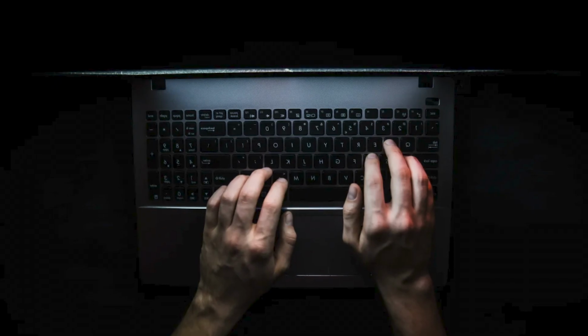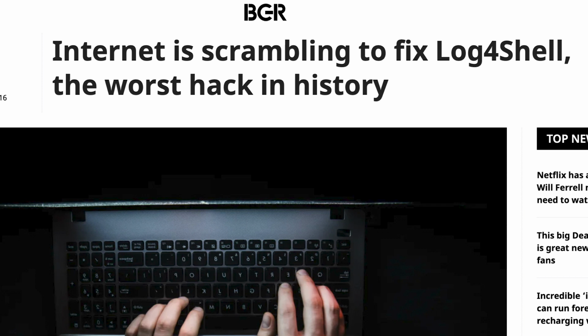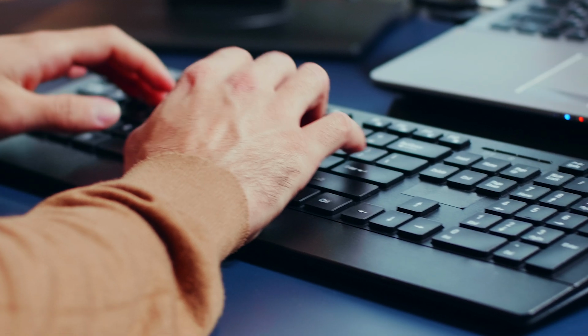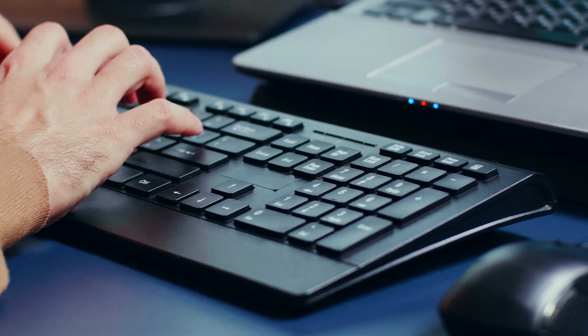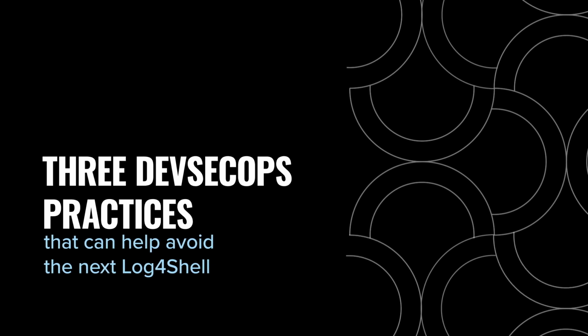While quick action by the tech vendors and open source heroes helped minimize the severity of the crisis, the risk is far from over. So, how can companies prepare for similar and potentially even bigger security threats in the future? There are 3 DevSecOps practices that can help.